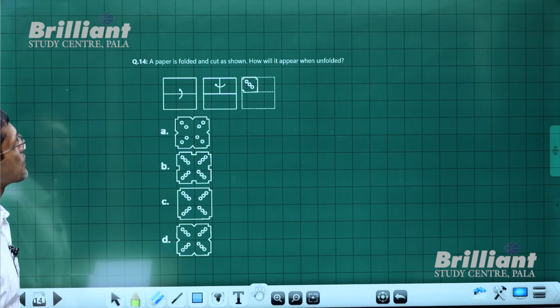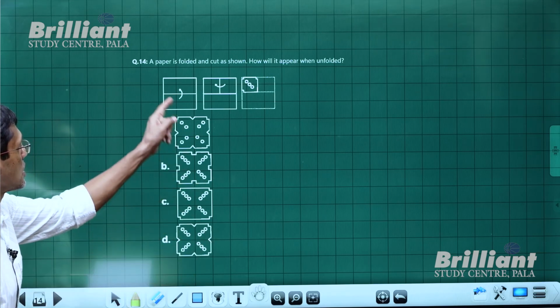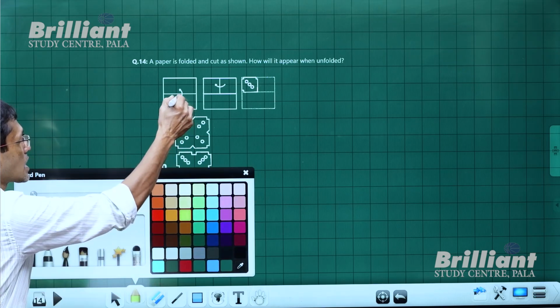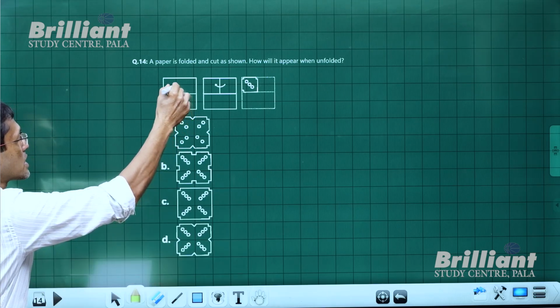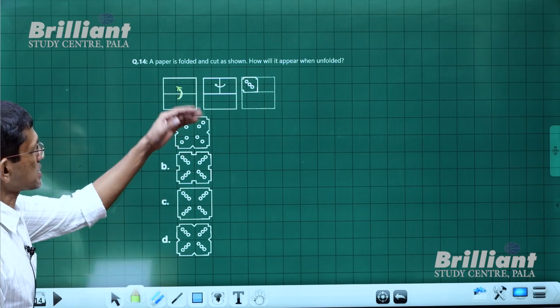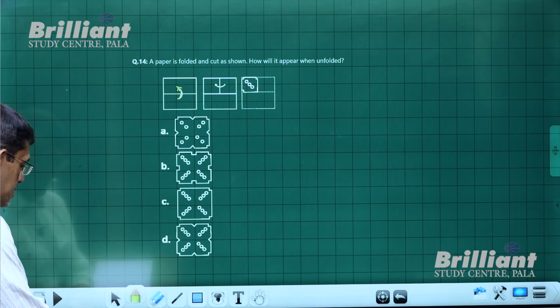A paper is folded and cut as shown. How will it appear when unfolded? So it is pretty much a paper cutting type question. So here is a square piece of paper and it is shown as folded like this. So that means the bottom part of the paper is folded towards the upper side. Okay, so I'll show you what exactly is happening here.